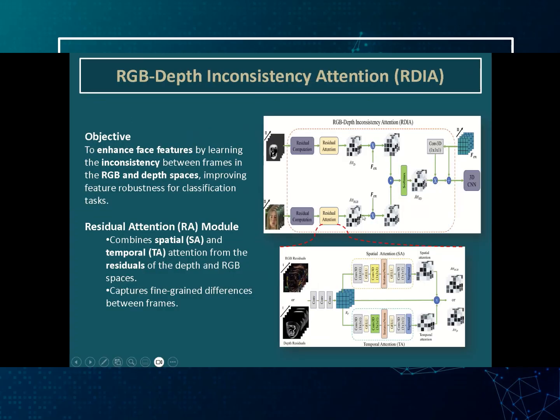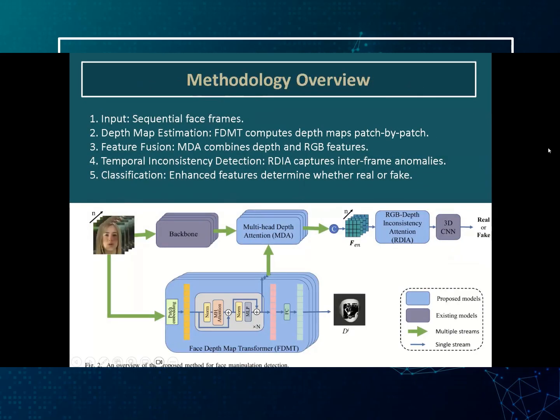So here, because they are passing the F enhance, they are fusing these enhanced features with these features. And after this, they are passing them to the 3D CNN for the classification. So this was their main model. The 3D CNN is actually classifying whether this is real or fake.